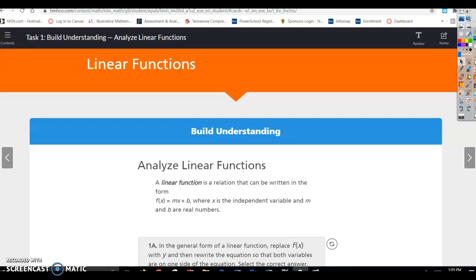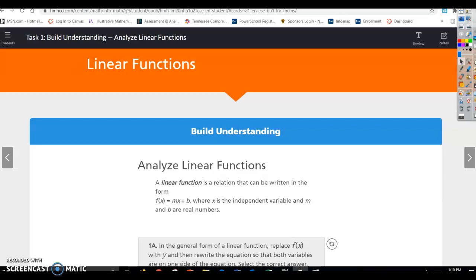Hey guys, today we're going to look at lesson 4.2, linear functions, and we're going to start with task 1. So if you think about linear functions, linear means a line, and a function is going to pass the vertical line test.